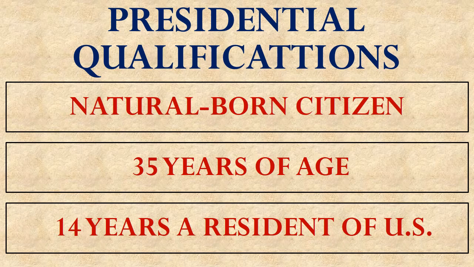The third presidential requirement laid out in the Constitution is that a person must be at least 14 years a resident of the United States. In other words, a person who was perhaps born to an American mother living abroad has to at some point come back and live in the United States so that they can meet this 14-year period of residency before they could run for president.